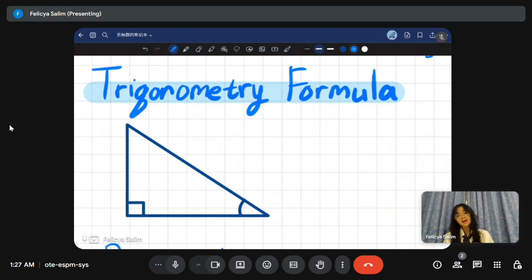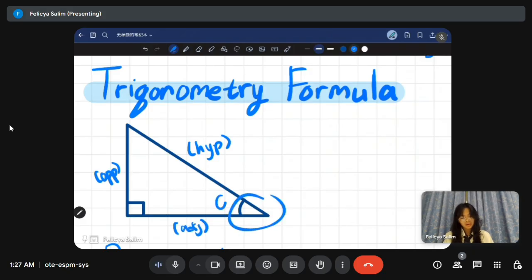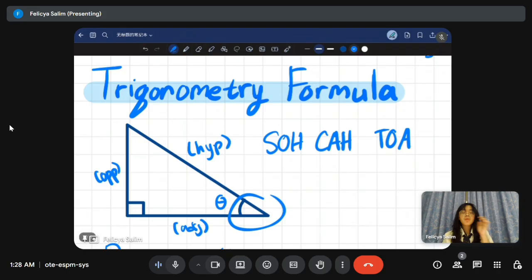So first, I'm going to identify the lengths. Here we have the hypotenuse, this one is the opposite, and this one is the adjacent. And this one here will be called theta, or angle. So then, there's an easy way to remember the ratios of sin, cos, and tan by using this trick, memorizing SOH, CAH, TOA. There are easier ways to memorize this if you search in Google, but I prefer to use this way. So, how are you gonna use this to remember the ratios?